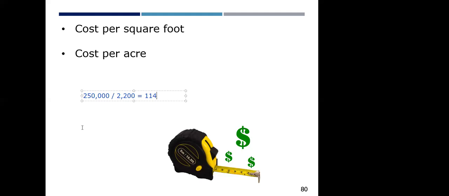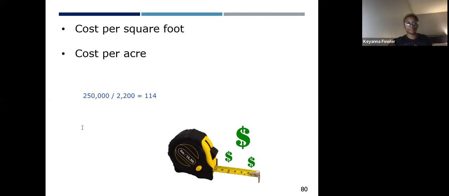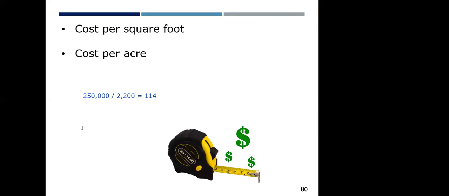You may be told the cost per square foot is $114. If it's $114 and there's 2,200 square feet, the question may want to know what the cost is. So what's the opposite of divide? Multiply. So if you take 114 times 2,200, well, it's $114 per square foot, there's 2,200 square feet, how much is it going to cost me to build this house? $250,000. We can work it backwards.